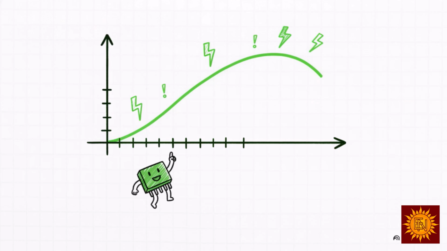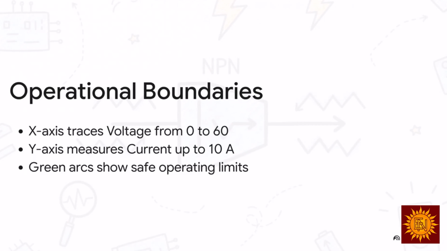Step 3. Reading the performance curves. Because every electronic component has physical limits, and engineers need to know exactly what those are. This graph plots out those operational boundaries. Sweeping across the x-axis, we have voltage from 0 up to 60, while the y-axis measures current up to 10 amps. Those green arcs you see? They define the safe operating zones for different base currents. It's a precise mathematical roadmap of the transistor's health and its operating limits.